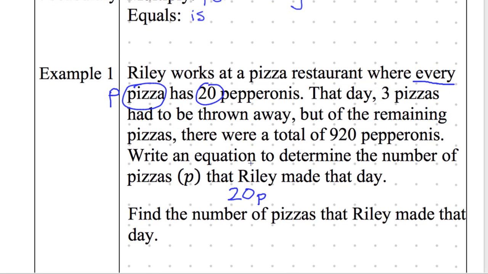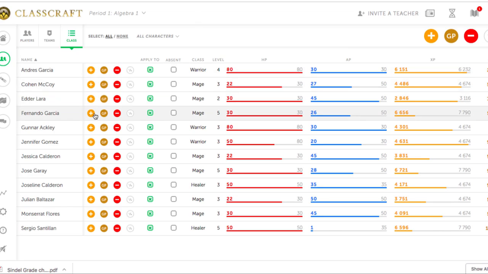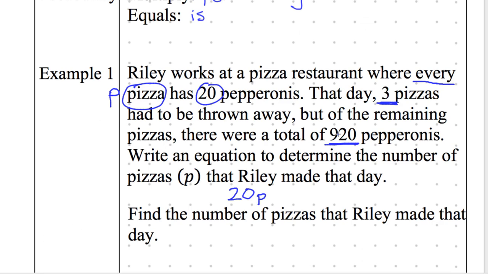What other information have we not used? There's 2 other numbers that we haven't used. Which 2 numbers are they? Someone point them out to us. We've used 20. We've used P. There's 2 other numbers in that equation that we haven't used. Fernando? 3 and 920. Yeah, so somehow we need to use 3 and 920. And how can we work that into an equation? 3 and 920. What about that works in our equation?